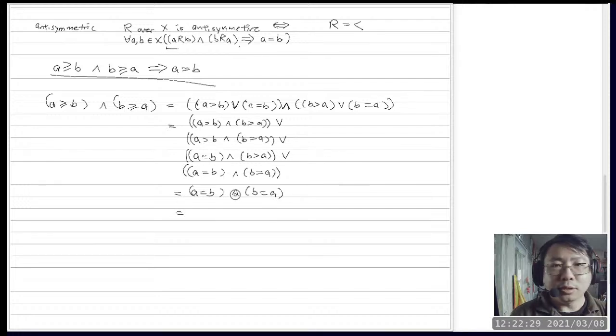And then now you can just apply your normal algebra that basically says, if you don't need to emphasize that A equals to B and B equals to A, you can just simplify it to just A equals to B. There we go. So that's the Boolean algebra way to prove that A is greater than or equal to B and B is greater than or equal to A implies that A equals to B.